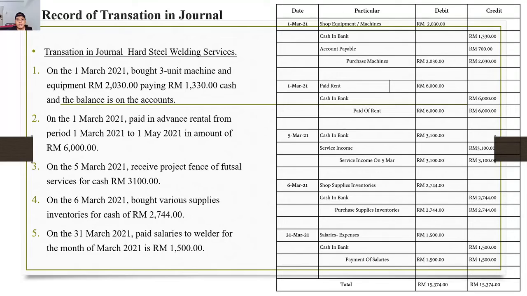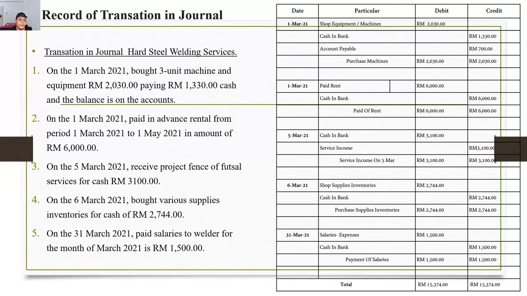Okay, now this is our record of transaction in journal for Hard Stay Welding Service. On the 1st March 2021, we bought 3 units of machine and equipment for about RM2,030, paying RM1,330 cash, and the balance on account is about RM700. The second one is also in March 2021. We paid in advance rental from 1st March 2021 to 1st May 2021 in the amount of RM6,000.